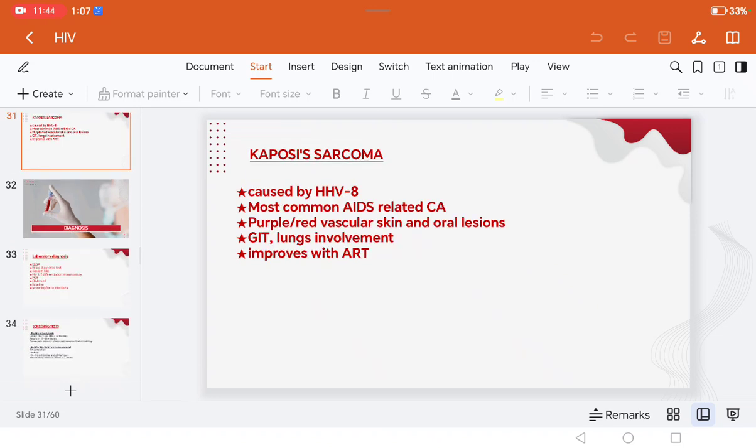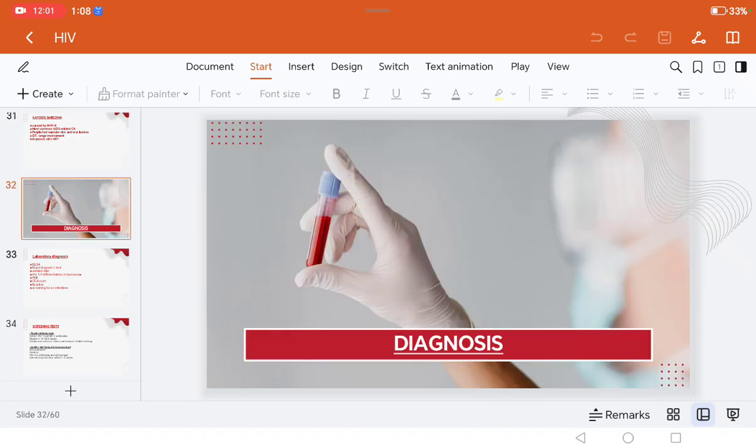Kaposi sarcoma, caused by human herpes virus 8, is the most common AIDS related cancer, appears as purple red vascular lesions and oral lesions, but in advanced cases it may involve the GIT and lung, and it usually improves with ART.